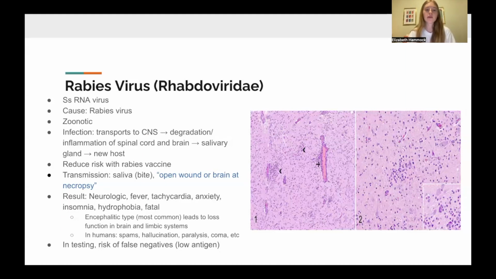And in testing, it's very important because even the host can be affected by low antigen present. It's important that in testing, they're aware of false negatives, as it may not pick up these low levels of antigen. In this image here, we can see the rabies, as well as this is the inflammation of fighting back the rabies virus that is present in the tissue.